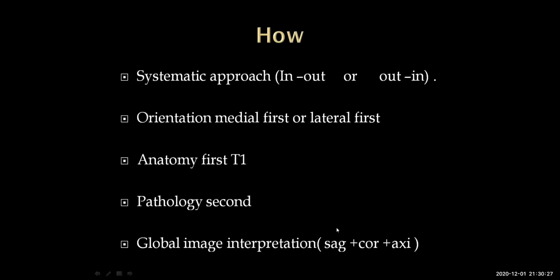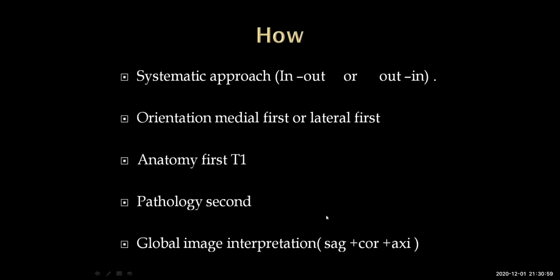For example, if you find a signal on the posterior horn of the medial meniscus on the sagittal, put it at the back of your mind, then go for the coronal, although the sagittal is the best side to see the posterior horn of the medial meniscus. But if you take the coronal into consideration as well, this will sometimes help you by giving more information about the pathology. So you have to have a systematic approach.